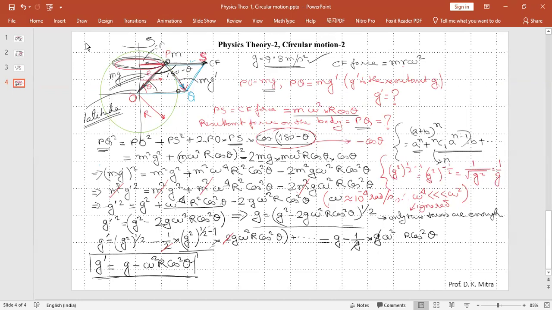So the apparent weight of the body, or rather the resultant weight of the body, will be given by g dash. But the point is, when we measure our body weight, if I am 60 kg, I always say 60 kg. I do not consider the rotation of the earth, because the value of omega is so small, this doesn't make any practical difference.